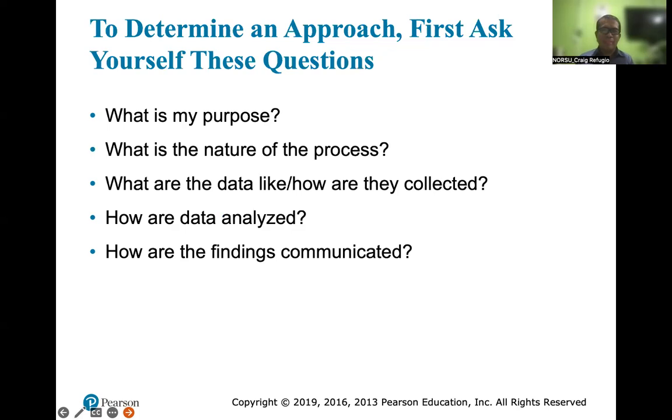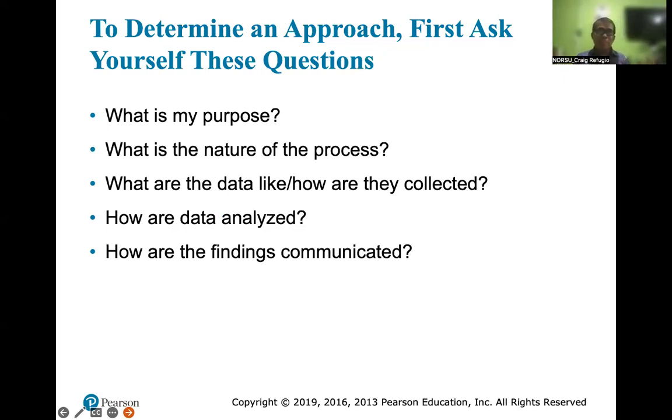What are the data like? How are the data being collected? How are they collected? How are data analyzed? So what kind of analysis should be done? How are the findings communicated? So looking into this statement, the last bullet there, how are findings communicated? You have to communicate the findings.